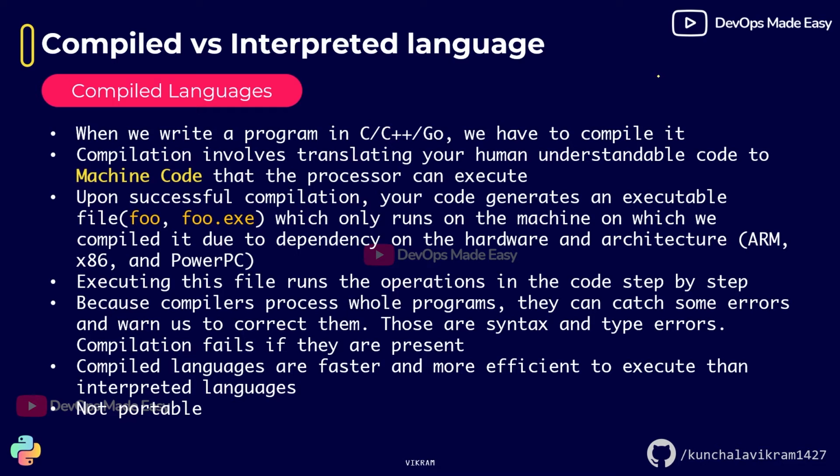Compiled languages are usually faster and more efficient because you don't have to run your compilation stage every time. Once you have the .exe and .out files, which are the final executable files, you can directly run them n number of times without needing to compile your source code again and again.